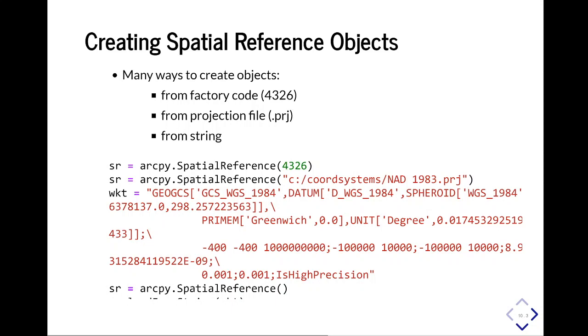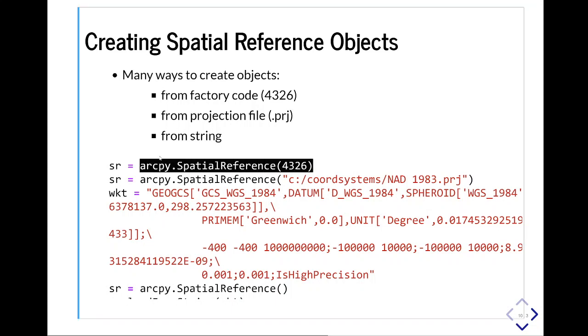One of the most common ways is to use what's known as a factory code. And a factory code is a WKID, which stands for well-known ID. You can reference them from that. And that's why you'll hear me say projected into 4326 a lot. That's latitude and longitude, WGS 1984. It's a very common projection that's used in federal government applications.